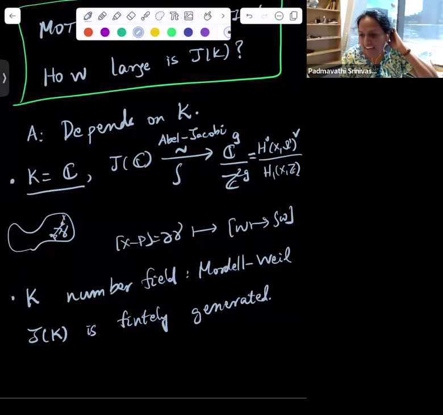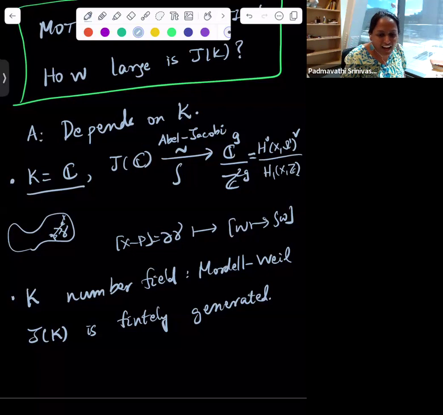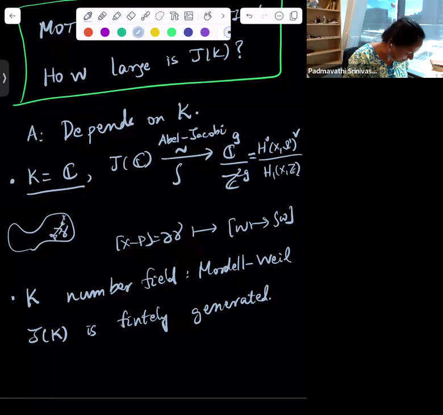I was asked if I welcome questions in the middle. I very much welcome questions in the middle. And if you don't ask me questions, I will ask you questions. So I have a question for the audience now. Could you tell me what's one of the main tools that goes into showing J of K is finitely generated, the Mordell-Weil theorem? What do we do?